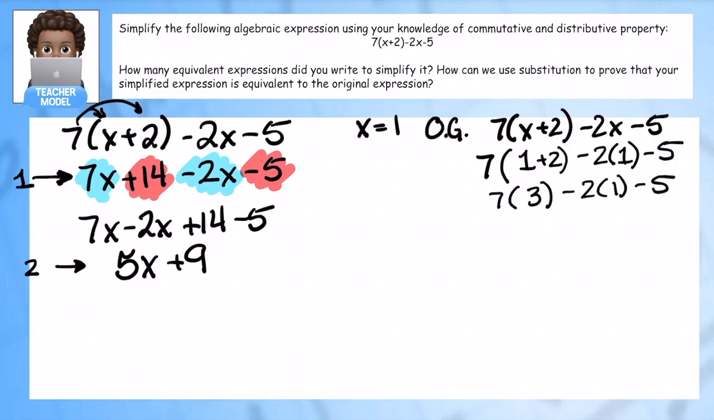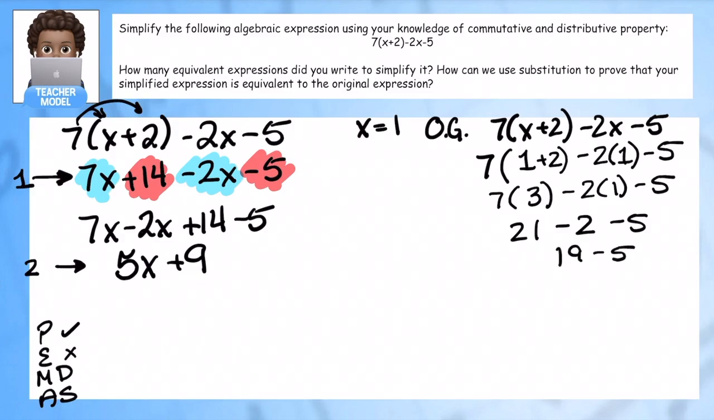Great. And just so, again, if you wanted to see, that's all I'm doing, my order of operations. There's no exponents here. So let's do our multiplying and dividing. 21 minus 2 minus 5. And now we'll just add or subtract from left to right. 21 minus 2 is 19. 19 minus 5 gives us 14. So the value of our very first expression is 14. Let's look at our second expression and see if that's also true.